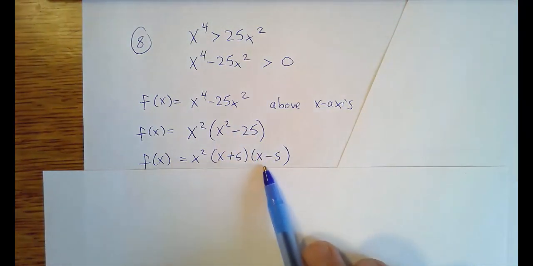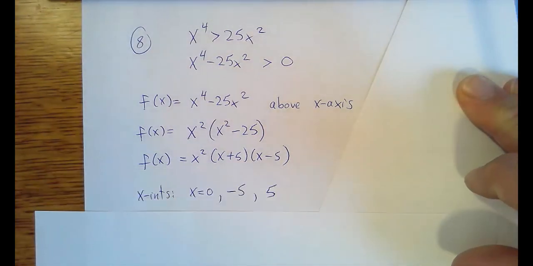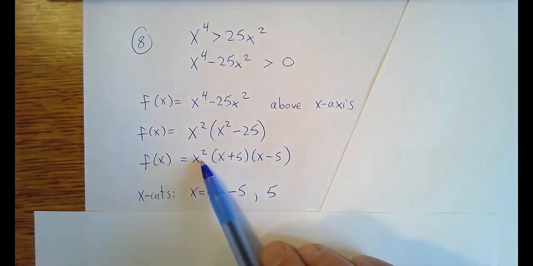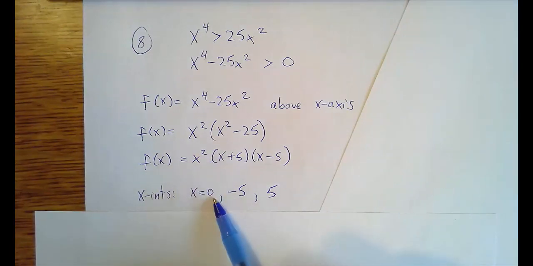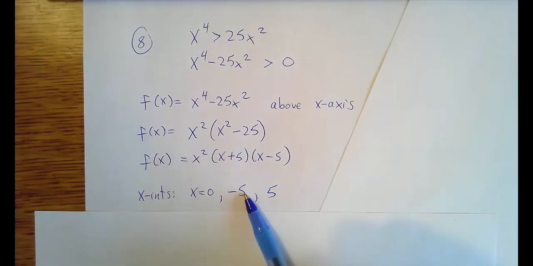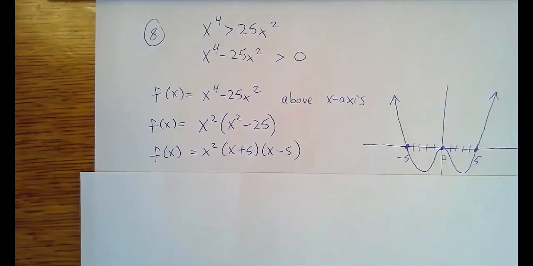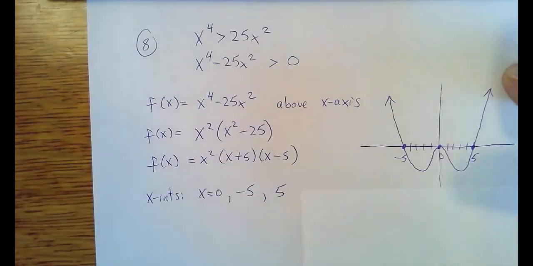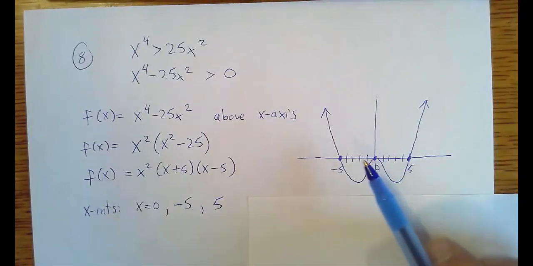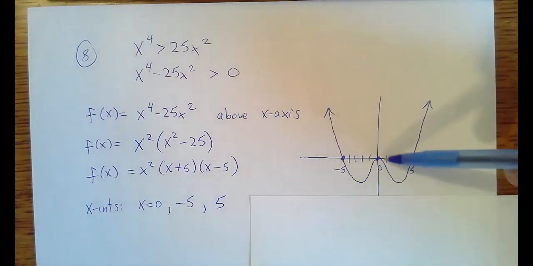And now we have a completely factored form. We can determine the three x-intercepts. From x squared, we set x squared equal to 0, and we get a solution x equals 0. x plus 5 gives us an x-intercept of minus 5, and we get another x-intercept of plus 5 from the last factor. So when we combine all these x-intercepts and the fact that this is a fourth degree polynomial, we see that this is going to be a W-shaped graph.